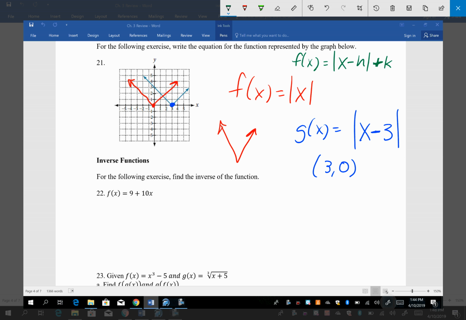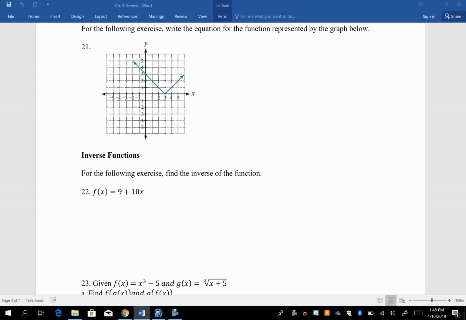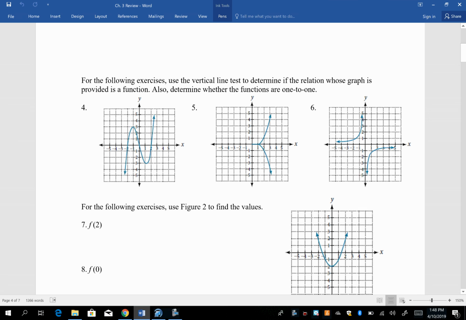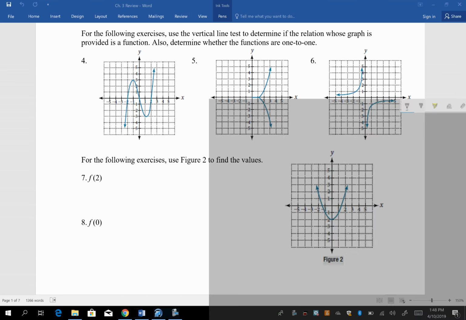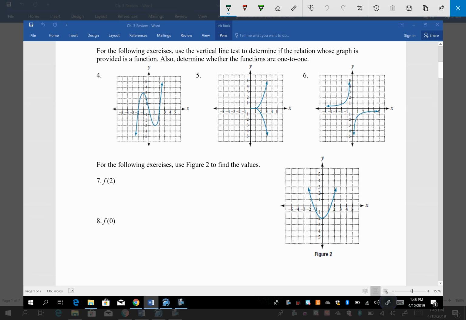Okay, what's next? I think I heard, Natalie, you said 6. Go for it. Okay. Number 6. So to determine whether it is a function, you use the vertical line test. So does 6 pass the vertical line test? Yes. Does anyone know, for bonus points, what kind of function that is?